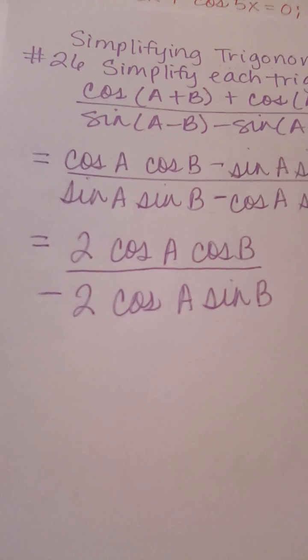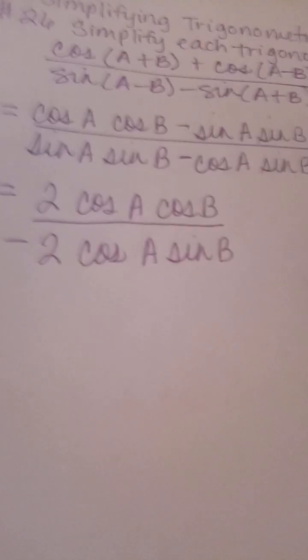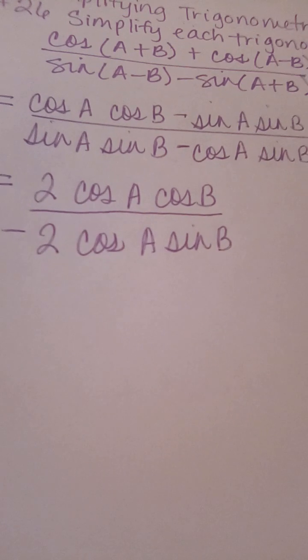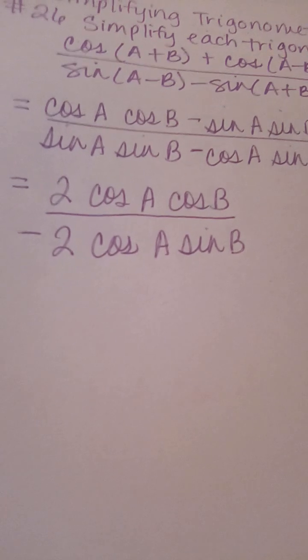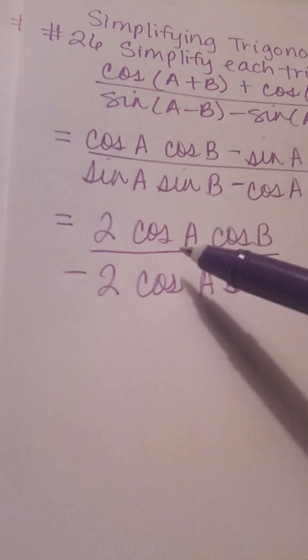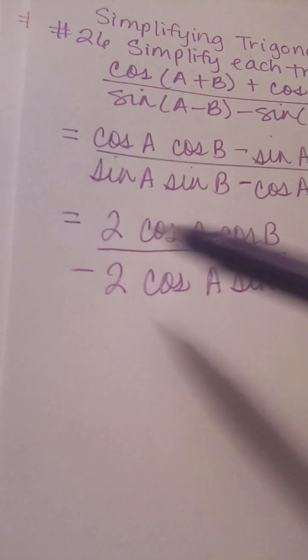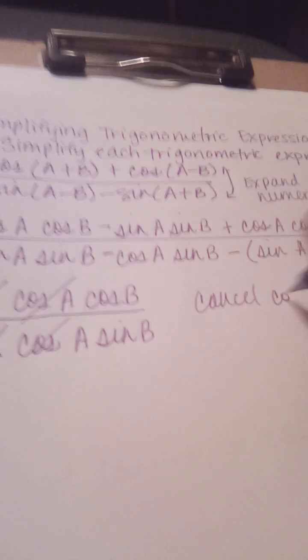All right, we're good so far? It takes a little minute, but you can see why in a few minutes. The next thing we need to do is cancel out common factors. What are common factors? I see cosine A, and 2, right? Cancel out common factors.